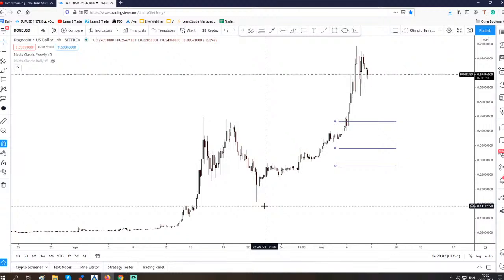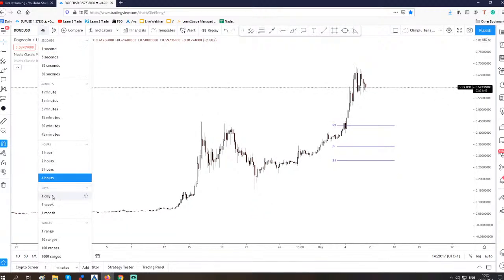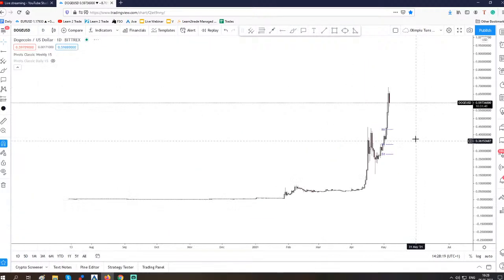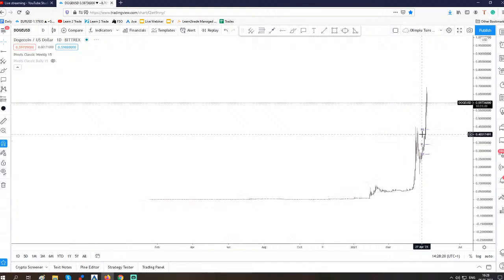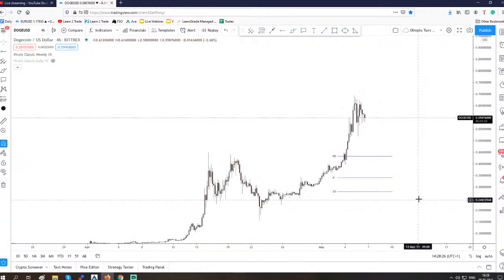Yeah, so let's take a look here at Dogecoin versus the US dollar. So the bias is bullish here. As you can see, we had a strong rally. Now we had a temporary correction here.